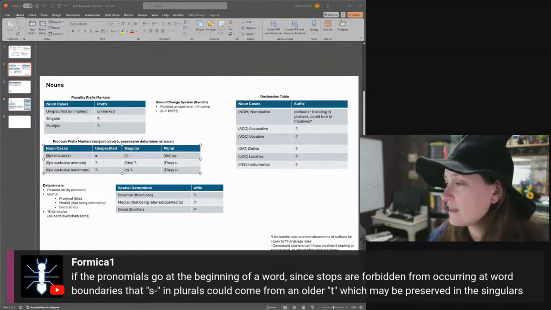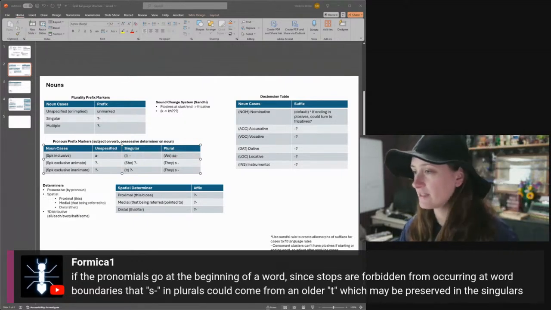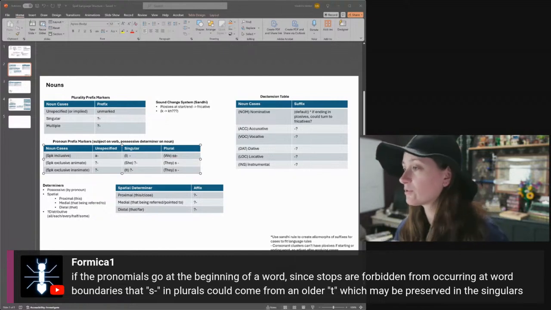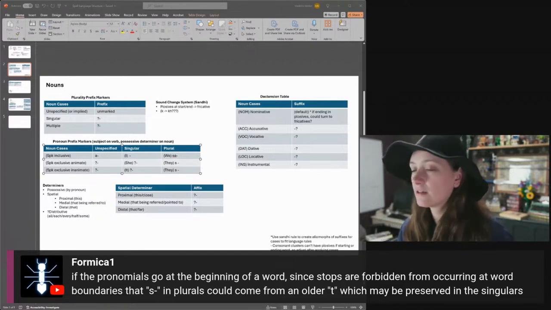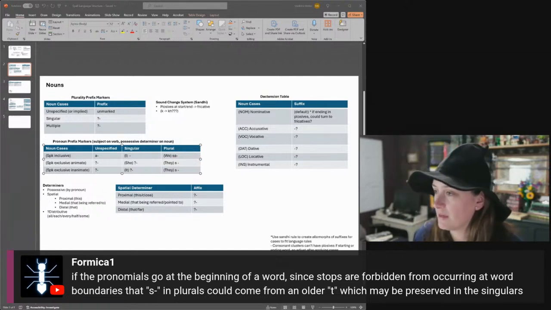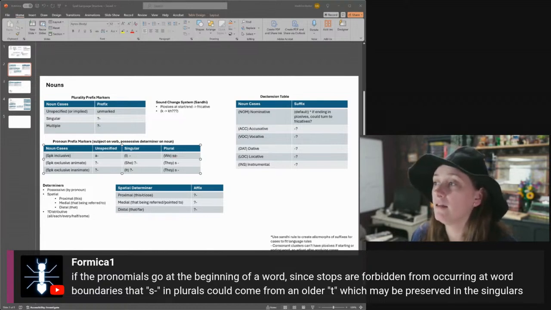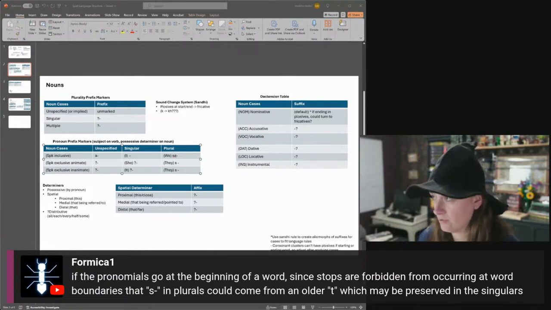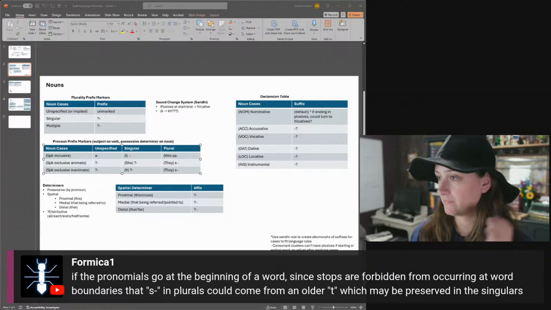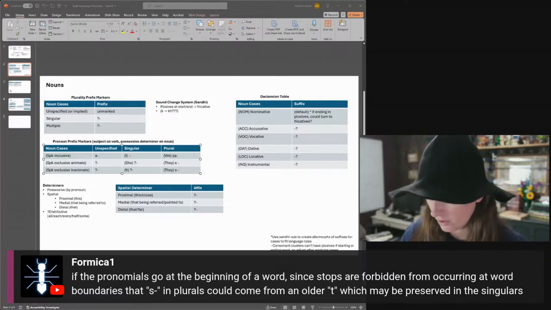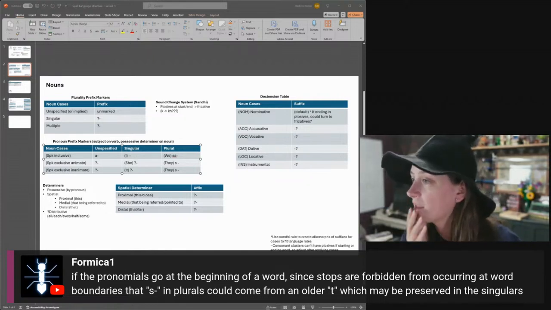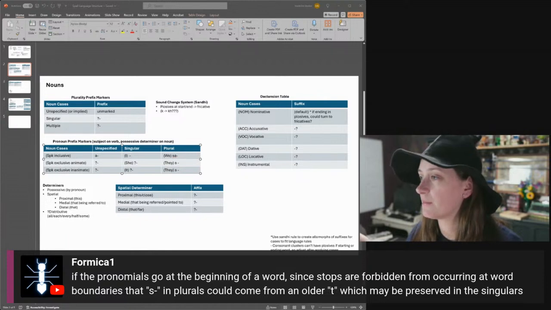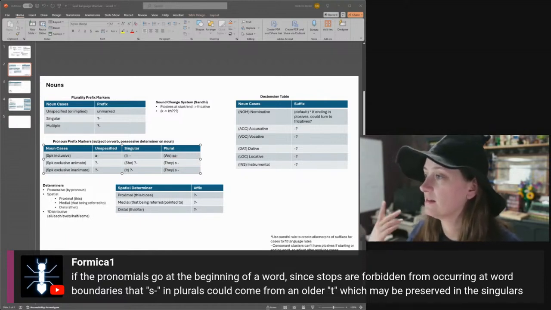If the pronomials go at the beginning of the words and stops are forbidden from occurring at word boundaries, that S in plurals could come from an older T, which may be preserved in the singulars. If the pronomials go at the beginning of a word, right, which they would in the cases that they're going on a verb. If they're going on a noun, then that would be in the middle. So they would both either be at the beginning or in the middle. Since stops are forbidden from occurring... oh, wait, is S? T's a stop, right? Okay, that's what you're saying, right? The S in plurals could come from an older T, which may be preserved in singulars.